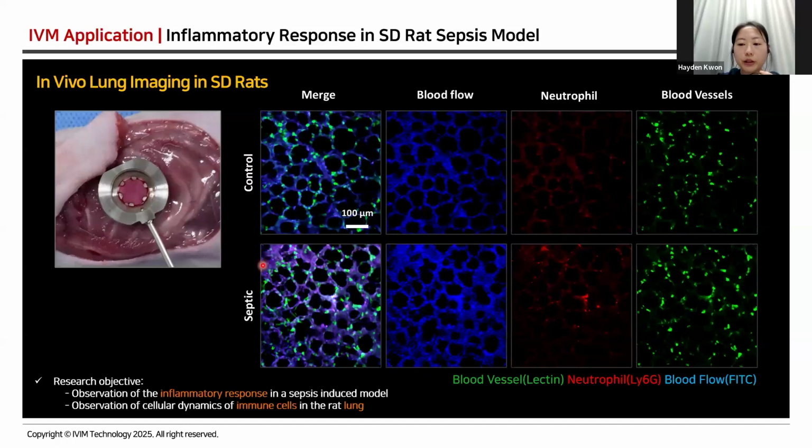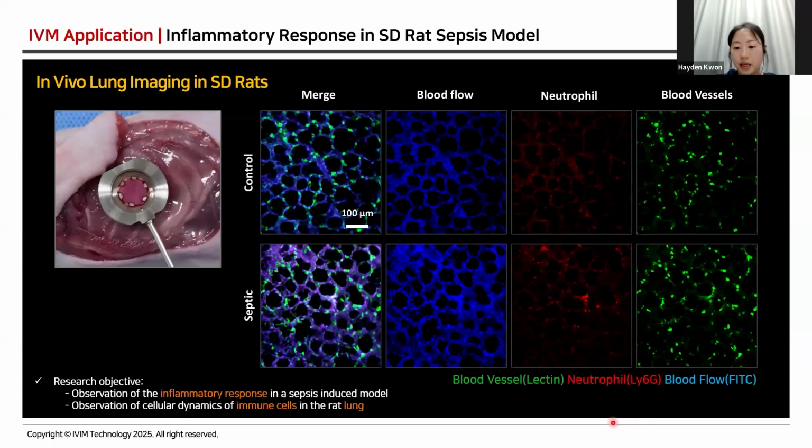So first, we prepared two groups of SD rats, the control group and the sepsis model, induced by intraperitoneal injection of LPS. So to visualize the blood flow, we administered the FITC dextran, 2 megadalton size, and for labeling the neutrophils and blood vessels, we also administered the in vivo labeling kit based on the lectin and Ly6G antibody system.